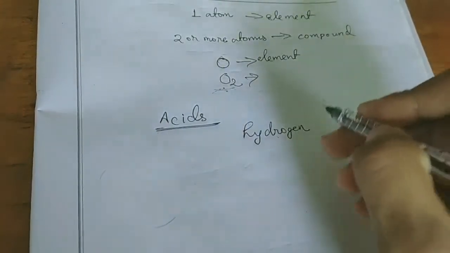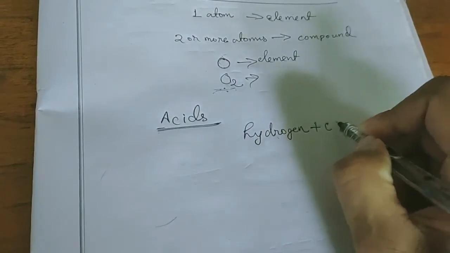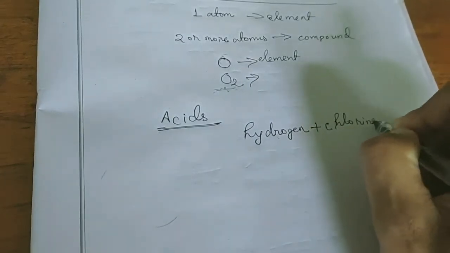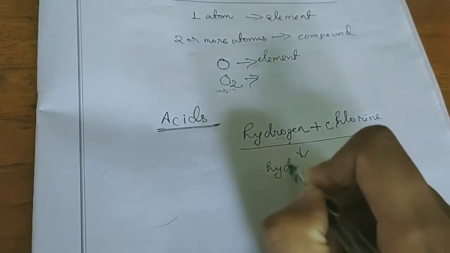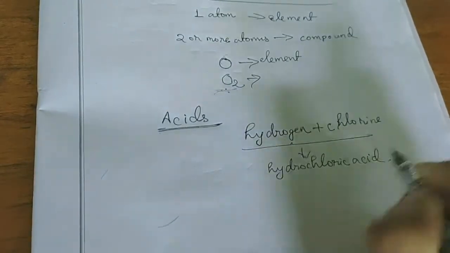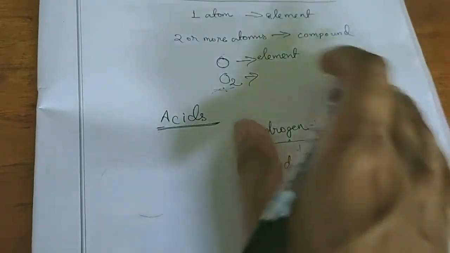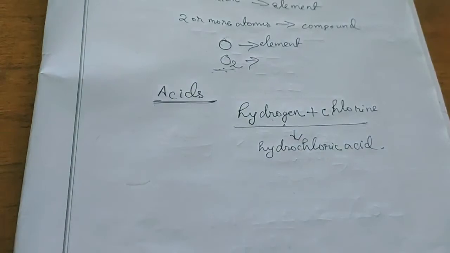For example, when hydrogen and chlorine mix, it becomes hydrochloric acid. Okay, so acids are compounds that must have hydrogen.